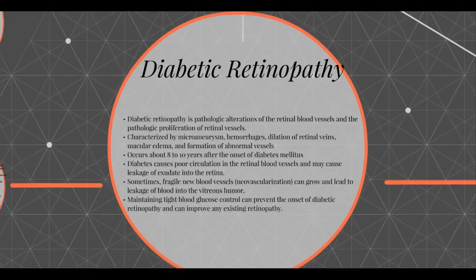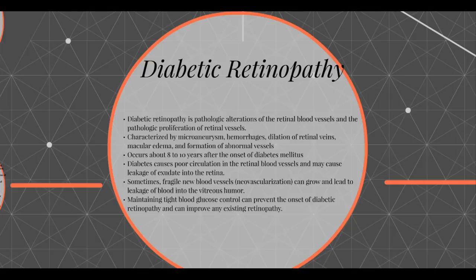Next, we have diabetic retinopathy. It is a pathologic alteration of the retinal blood vessels and the pathologic proliferation of retinal vessels. It's characterized by microaneurysm, hemorrhages, dilation of retinal veins, macular edema, which is swelling, and formation of abnormal vessels. Typically, it's going to occur about 8 to 10 years after the onset of diabetes mellitus. Diabetes causes poor circulation in the retinal blood vessels, and that may cause a leakage of exudate into the retina.